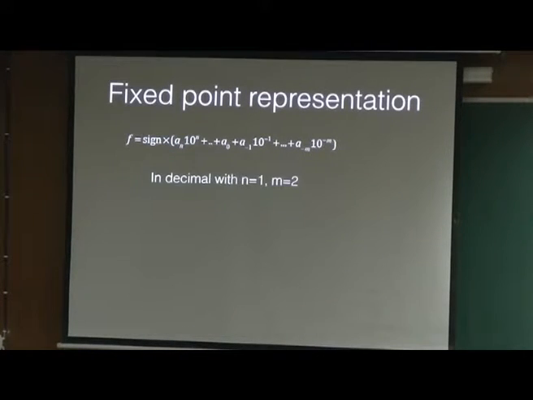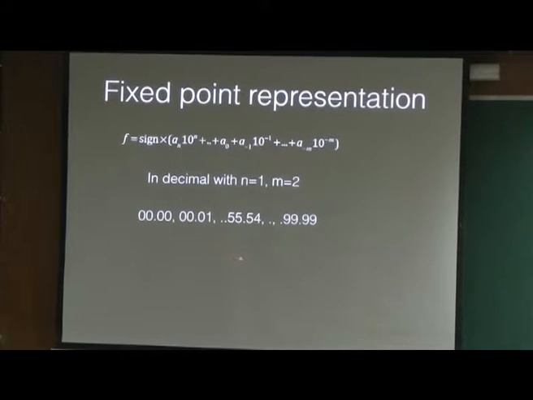So, let us do an example. In decimal, if you have n equal to 1 and m equal to 2, what numbers can I represent? Now, I am limited. If I just have this, then I can't represent all numbers, only a very limited set. The numbers we can represent will be these. I am focusing only on positive. So, 0.00, since m is 2, these are the 2 digits, and n equal to 1, so I can go up to 99. So, these are the numbers, very limited, right.